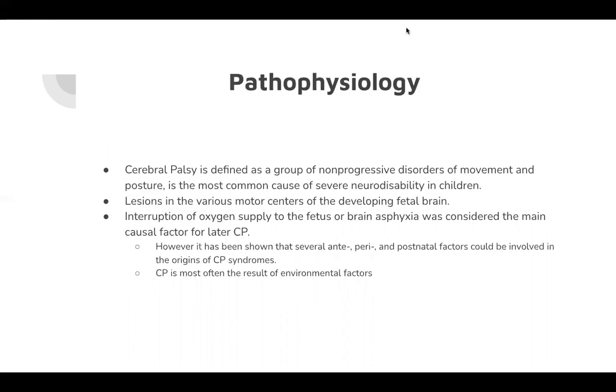The pathophysiology is that cerebral palsy is defined as a group of non-progressive disorders of movement and posture. It's the most common cause of severe neurodisability in children. It results from lesions in the various motor centers of the developing fetal brain, or interruption of oxygen supply to the fetus or brain. Asphyxia was considered the main causal factor for later CP. However, it has been shown that several antenatal, perinatal, and postnatal factors could be involved in the origins of CP syndromes. CP is most often the result of environmental factors.